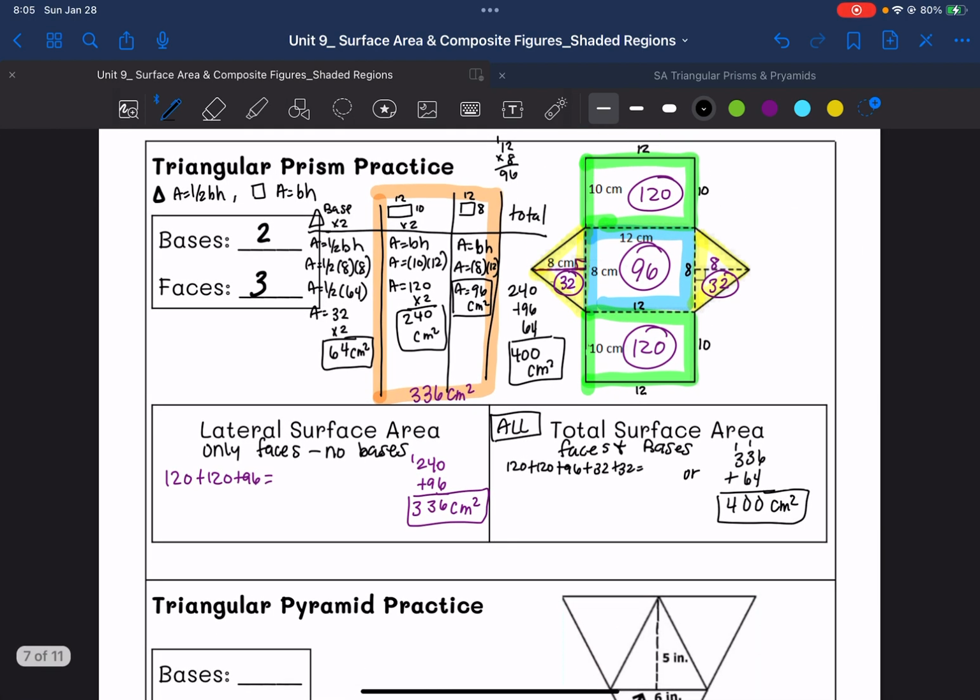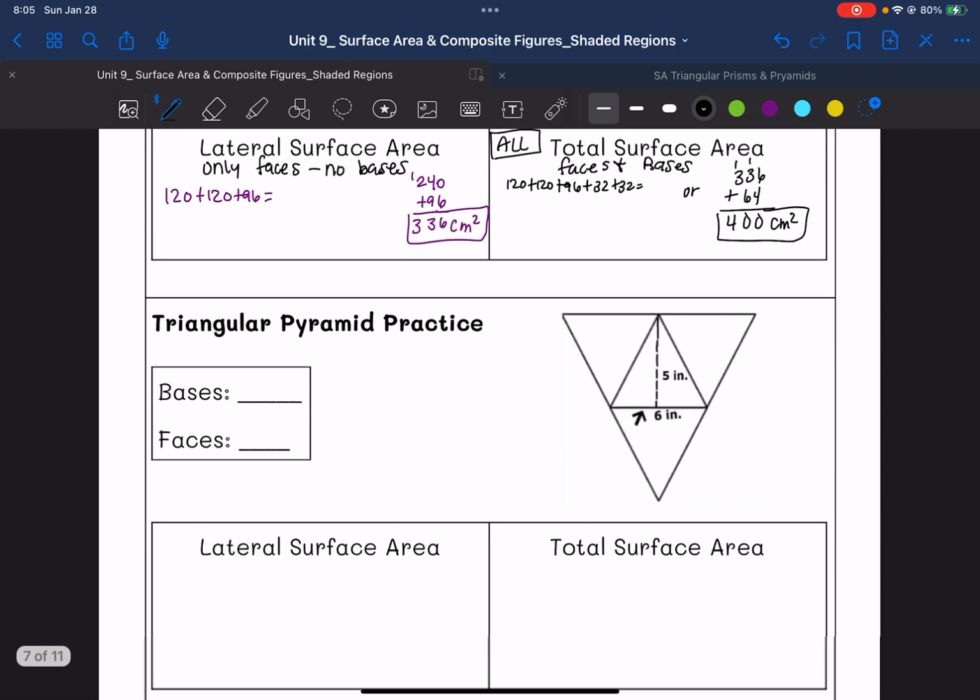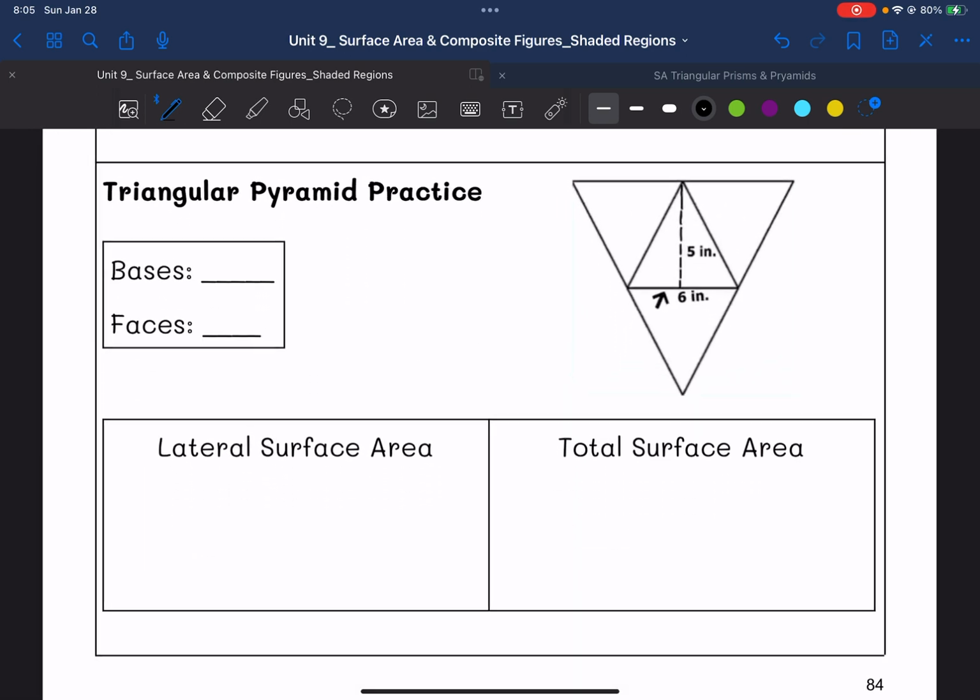I'm going to go ahead and move to triangular pyramid practice. Okay, so in the triangle, looking at the shapes that we need, it looks like we only need a triangle, the formula for a triangle, which would be area is equal to 1/2 base times height. Now again, remember, this one is a pyramid. It only has one base. It still has 3 faces. Okay, so let's take a look at the dimensions of it.